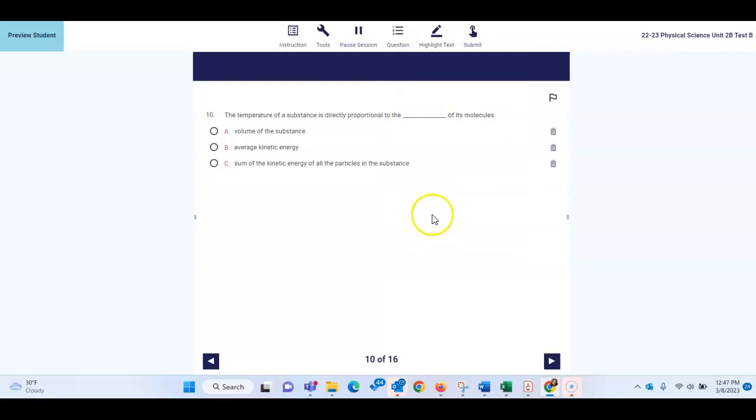Question 10. The temperature of a substance is directly proportional to the blank of its molecules. Is it volume of the substance, average kinetic energy, or sum of the kinetic energy of all the particles in the substance?